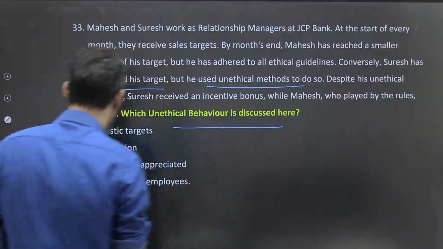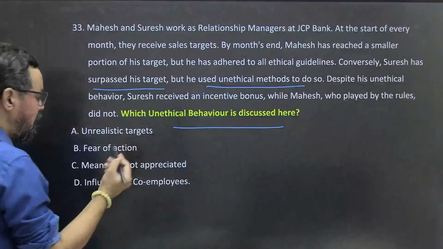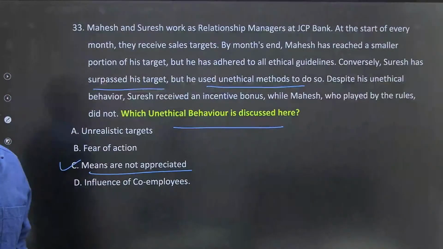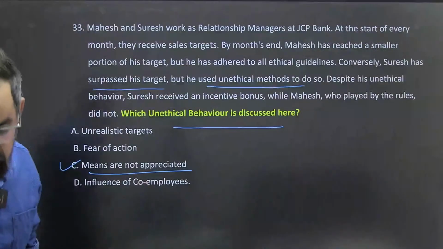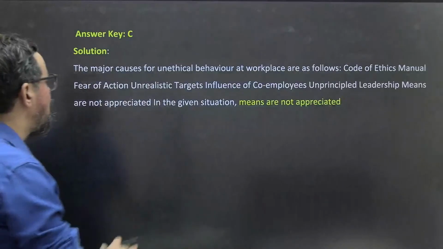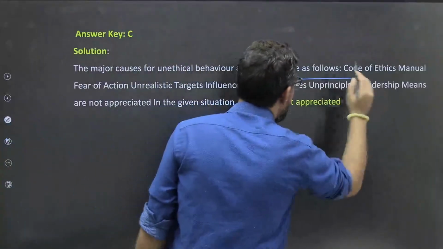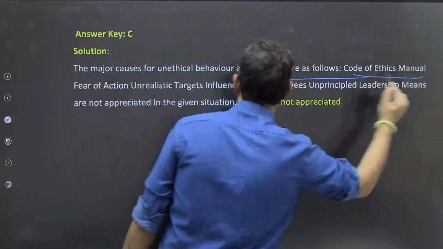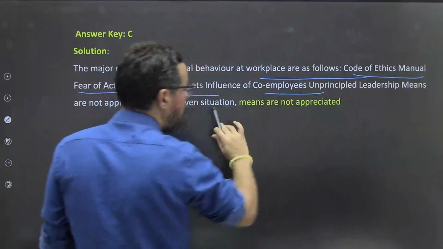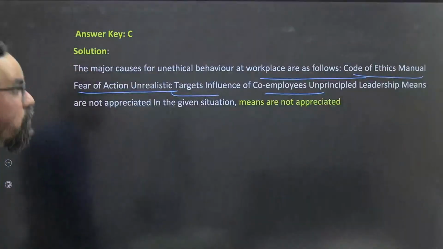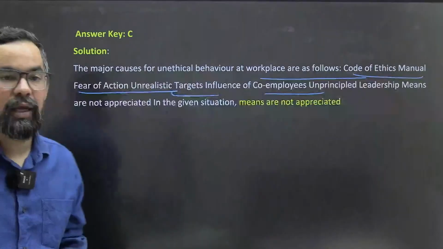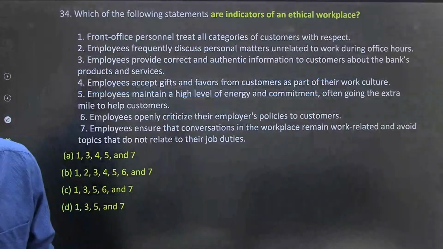So what will be the answer? Means are not appreciated in this particular one. Yes, very good, Ramakrishna sir, awesome. The major causes for unethical behavior at the workplace are the code of ethics manual, unfair actions, unrealistic targets, influence of uncooperative employees, unprincipled leadership. Means are not appreciated in this given situation. Nice. Chalo, next one.